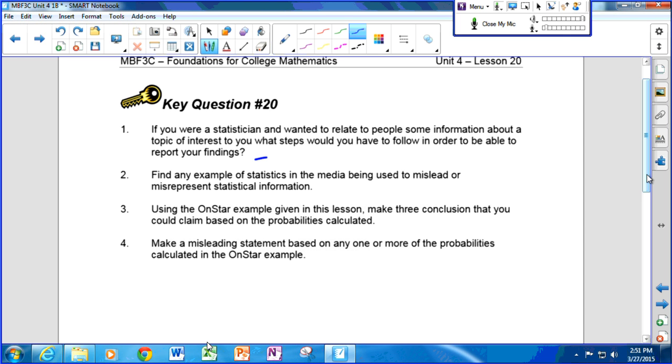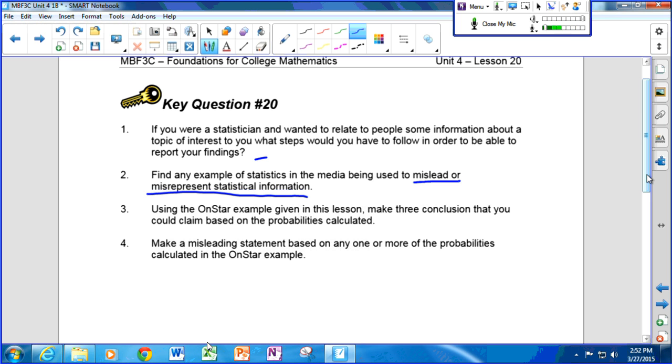Find any example of statistics in the media being used to mislead or misrepresent statistical information. Well, the news, if you go on there, I didn't want to pick on any particular news organization, so I didn't click on some of the links that we pulled up, but you can go and look and see. If we watch the news, I don't know that they do it deliberately, but the statistics don't always come out. They want to be able to present their case. They want to support whatever story they're talking about. And sometimes they just don't quite get the statistics.